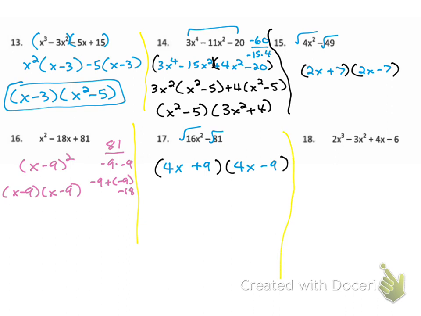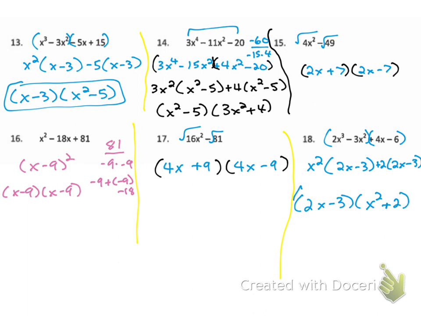18, 4 terms, factor by grouping, group. GCF of that first group is x squared, leaves us with 2x minus 3. GCF of that second grouping is 2, leaves us with 2x minus 3. So that answer is 2x minus 3 times x squared plus 2. All right. 3 more problems.